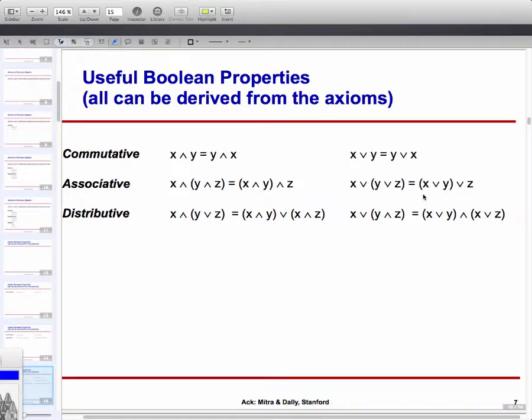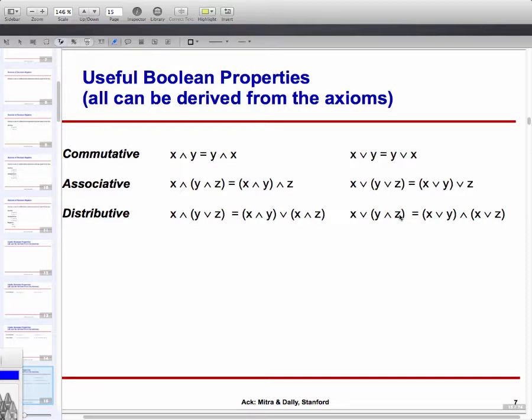So distributive, it basically says that if I'm doing X and Y or Z, then that's the same as doing X and Y or X and Z. This is equivalent to the corresponding property in regular arithmetic. Same thing holds true if I have X or Y and Z. Does anyone see a difference here with regular arithmetic? Let's say we were to think of AND as multiplication and OR as addition. What we are saying is AND distributes over OR and OR distributes over AND. Both are true. In regular arithmetic, is that true?